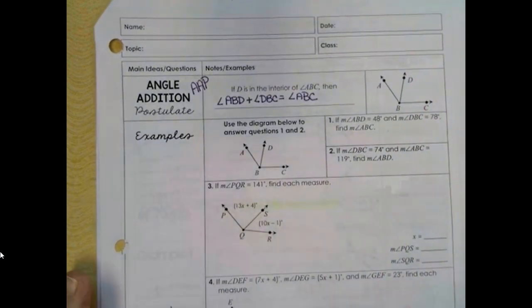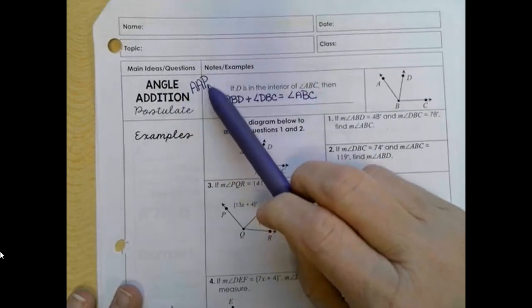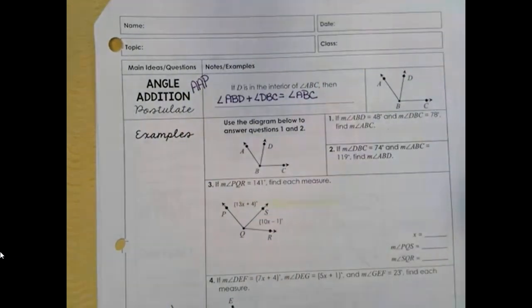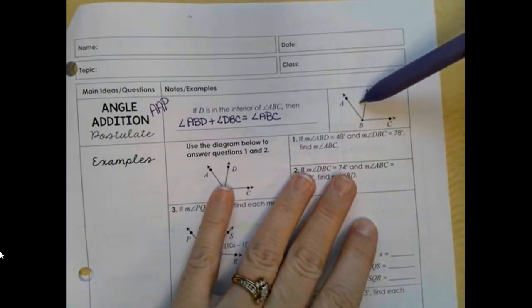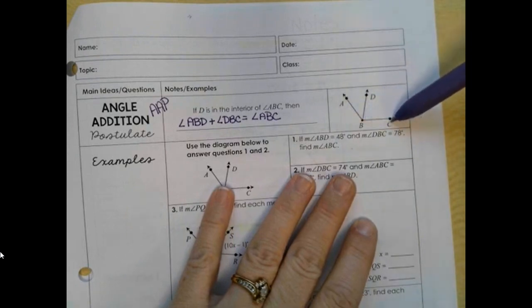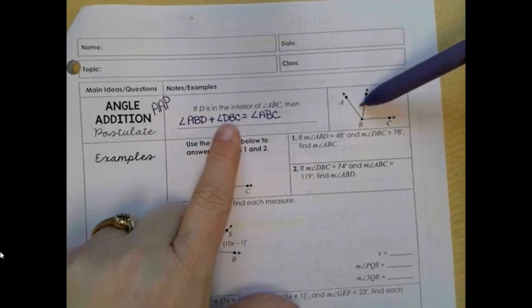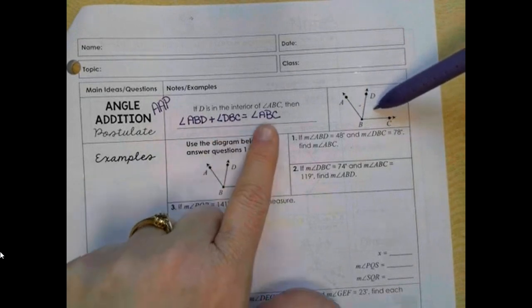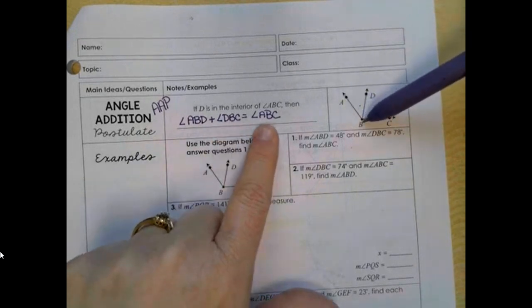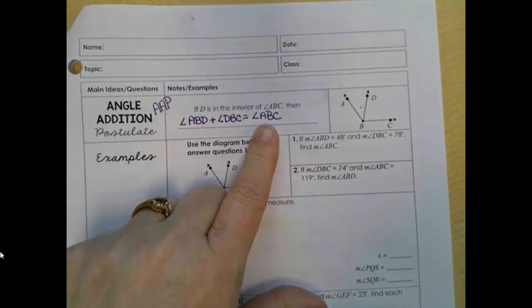Okay, so this page is dealing with the angle addition postulate. We're going to say AAP for angle addition postulate. What that says is that if you have a picture and you have 2 angles, those 2 angles are going to add together to give you the big angle. So angle ABD, this angle here, plus angle DBC, this angle here, is going to add to equal angle ABC. This is just like the segment addition postulate, but with angles.